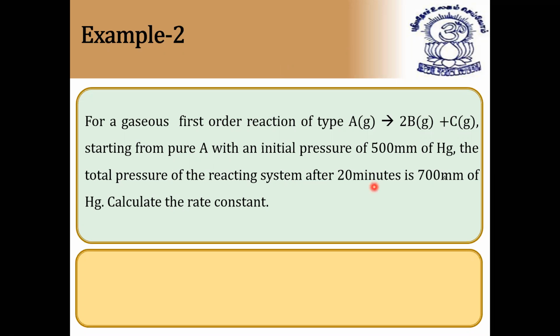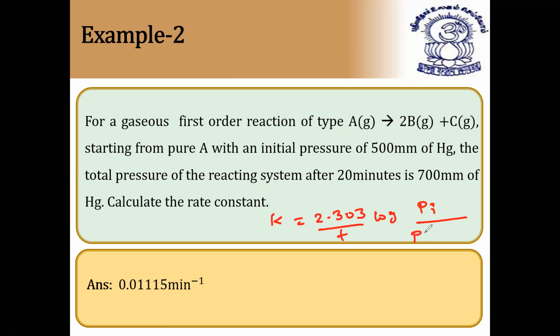So you have to use like this. The final answer you'll get, the rate constant, is equal to 0.0115. So straight away, how to apply the rate constant formula, I'm writing here. K is equal to 2.303 by T into log of Pi, that is initial pressure, by 2 times of Pi minus Pt.